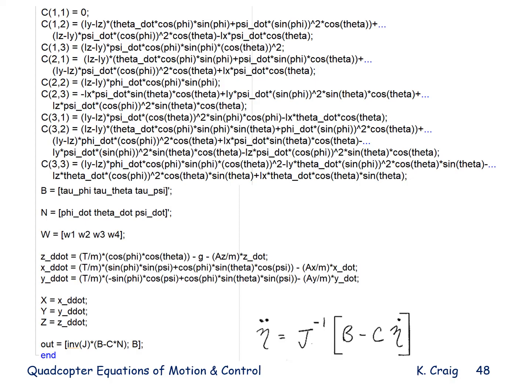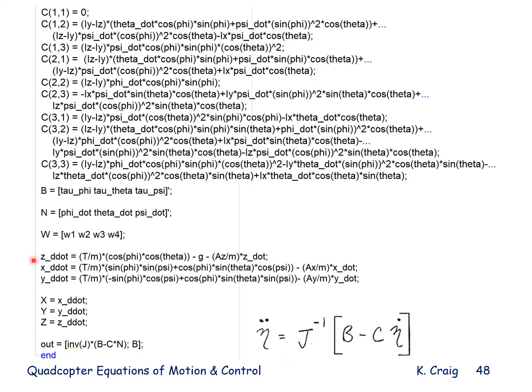The elements in the 3 by 3 C matrix are shown here. The B column vector consists of the 3 moments: roll, pitch, and yaw moments. The column vector N consists of the elements phi dot, theta dot, psi dot. The vector W consists of the propeller speeds W1, W2, W3, and W4.